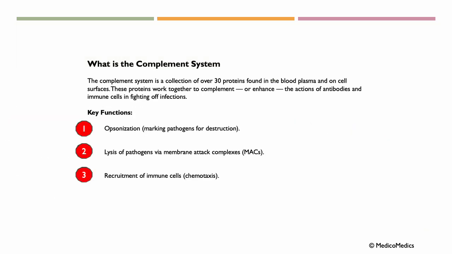Now then, let's talk about the complement system, which is an essential part of our innate immunity. It is a collection of over 30 proteins found in the blood plasma and on cell surfaces. These proteins work together to complement or enhance the actions of antibodies and immune cells in fighting off infections.